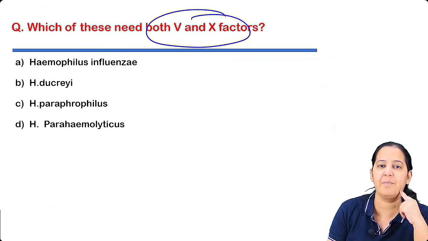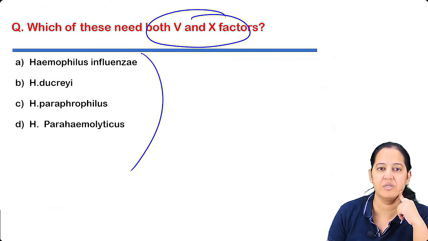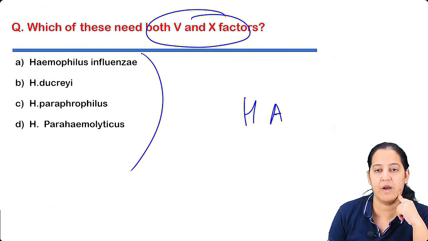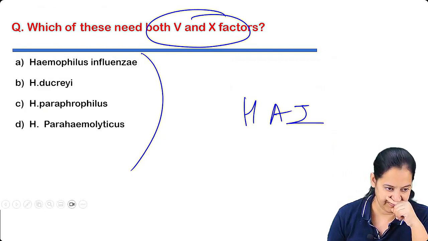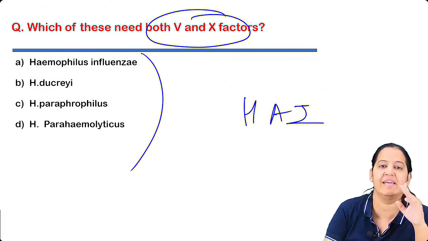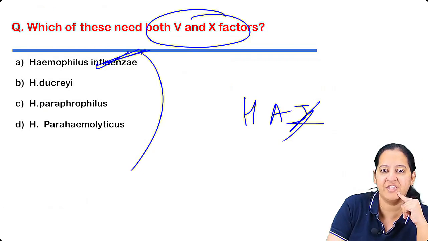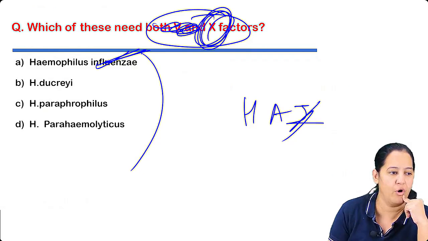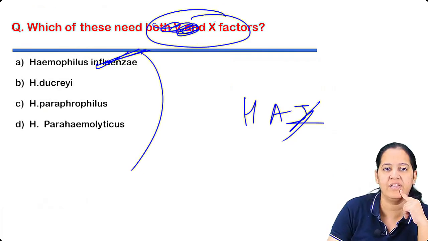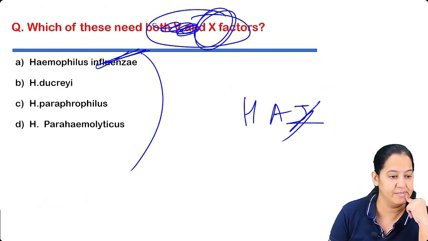Factor 5 and 10 both are required for more. For which? The factor 5 and 10 both are required for Haemophilus. Which one is coming here? Yes, the I of Haemophilus, it's influenzae. Okay. If I change the question, only 10 is required. For which of it? Only 10 is required. So what is the answer?